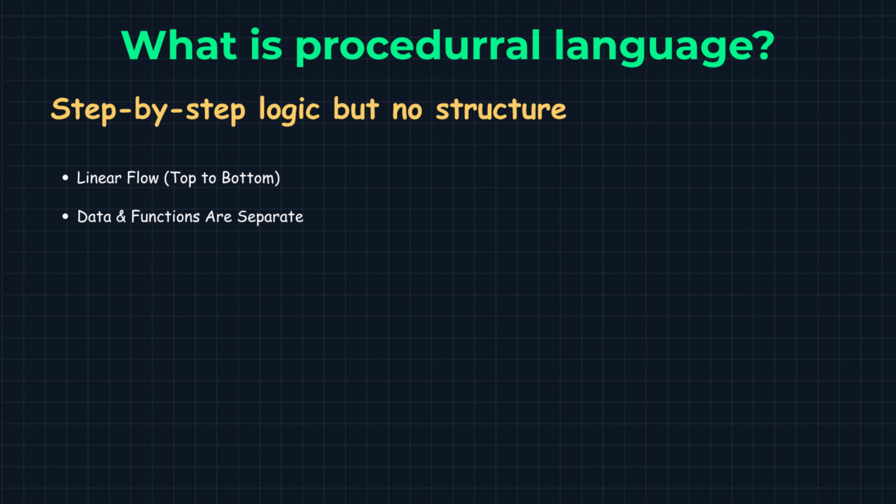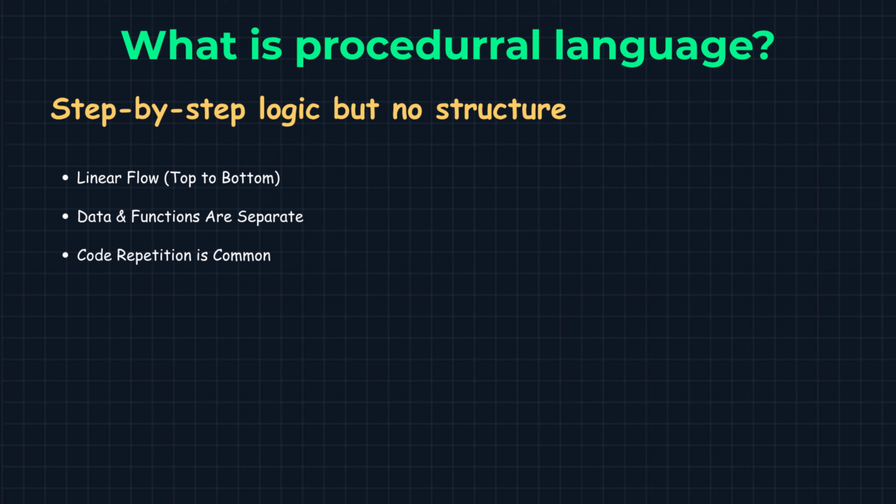In procedural code, your data lives separately from the logic that uses it. So if you're storing a student's name and age, that's stored using variables, and the function that displays it is written elsewhere. There's no connection between them. It's like keeping all ingredients in one box and cooking instructions in another. Every time you cook, you need to match both manually.